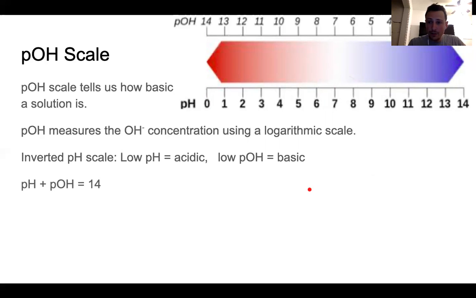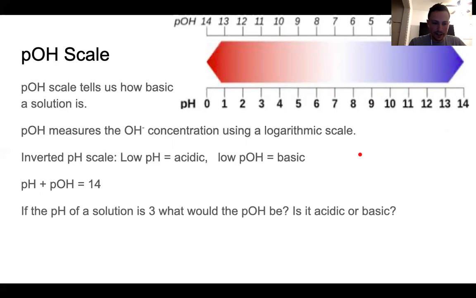And then the easy way to convert between the two is that we know the sum of the pH and the pOH is always going to be equal to 14. So if you have a solution, let's say a pH of 2, you know that the pOH of that same solution is going to be 12, right? Because 2 plus 12 is equal to 14. Similarly, when it's right in the middle, if you have a pH of 7 and a pOH of 7, it's equal to 14. Same the further you get to the right.